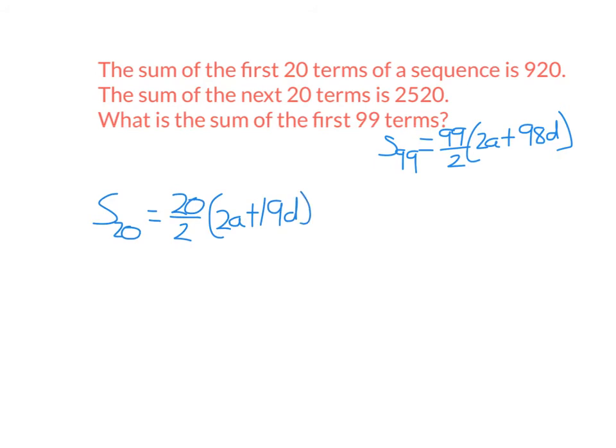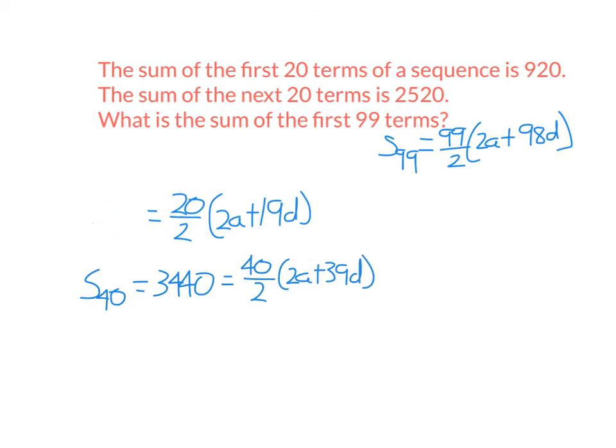So if the sum of the first 20 terms was this, and the next 20 terms is that, what that means is the sum of the first 40 terms is equal to 3,440. So S40 is equal to n over 2 times 2a plus n minus 1 d. So we know that the sum of the first 20 terms here was 920. That's given us one equation with two unknowns, a and d. This has given us another equation with two unknowns, a and d.